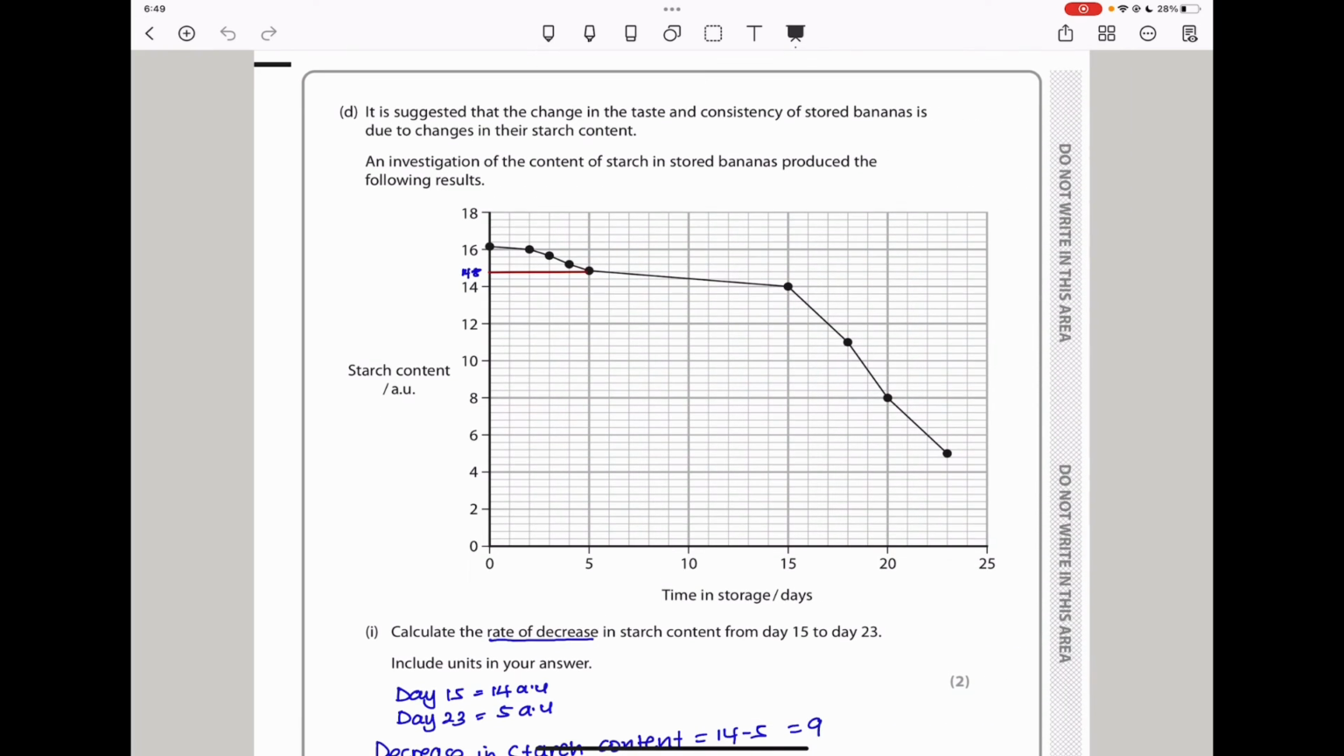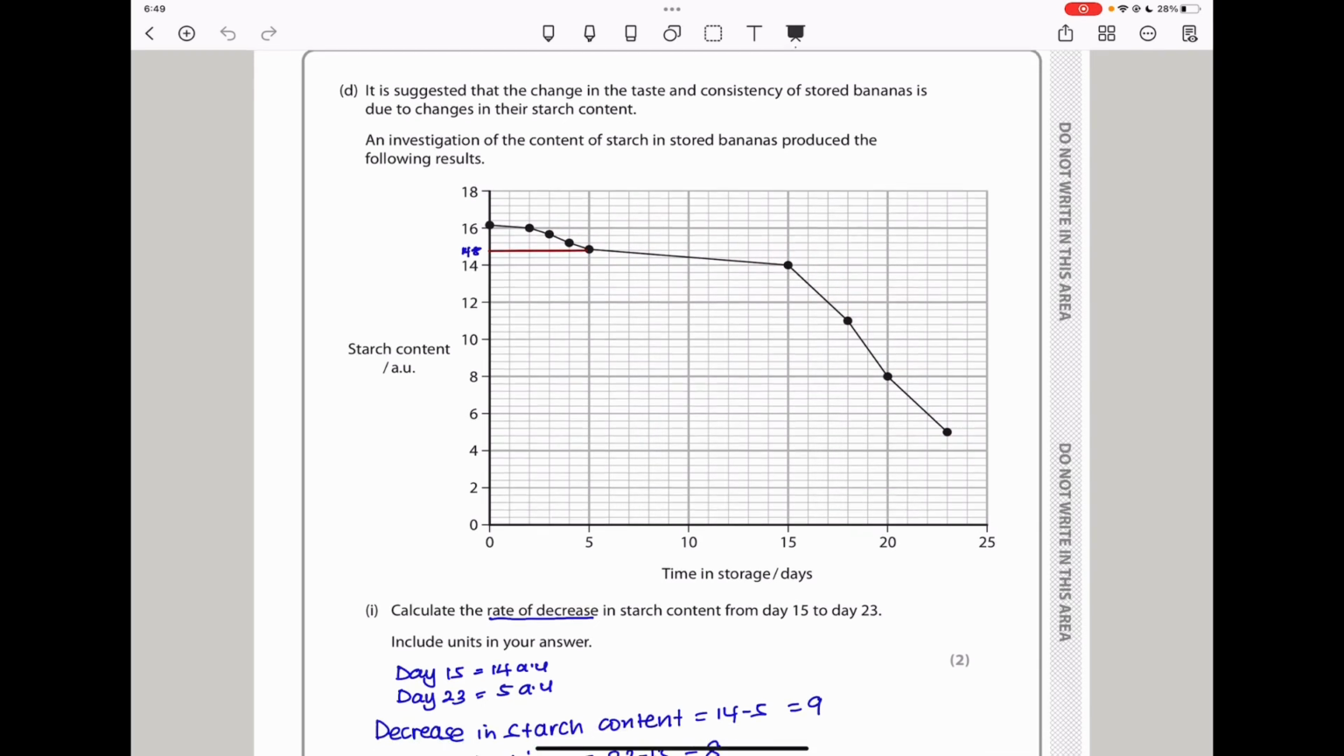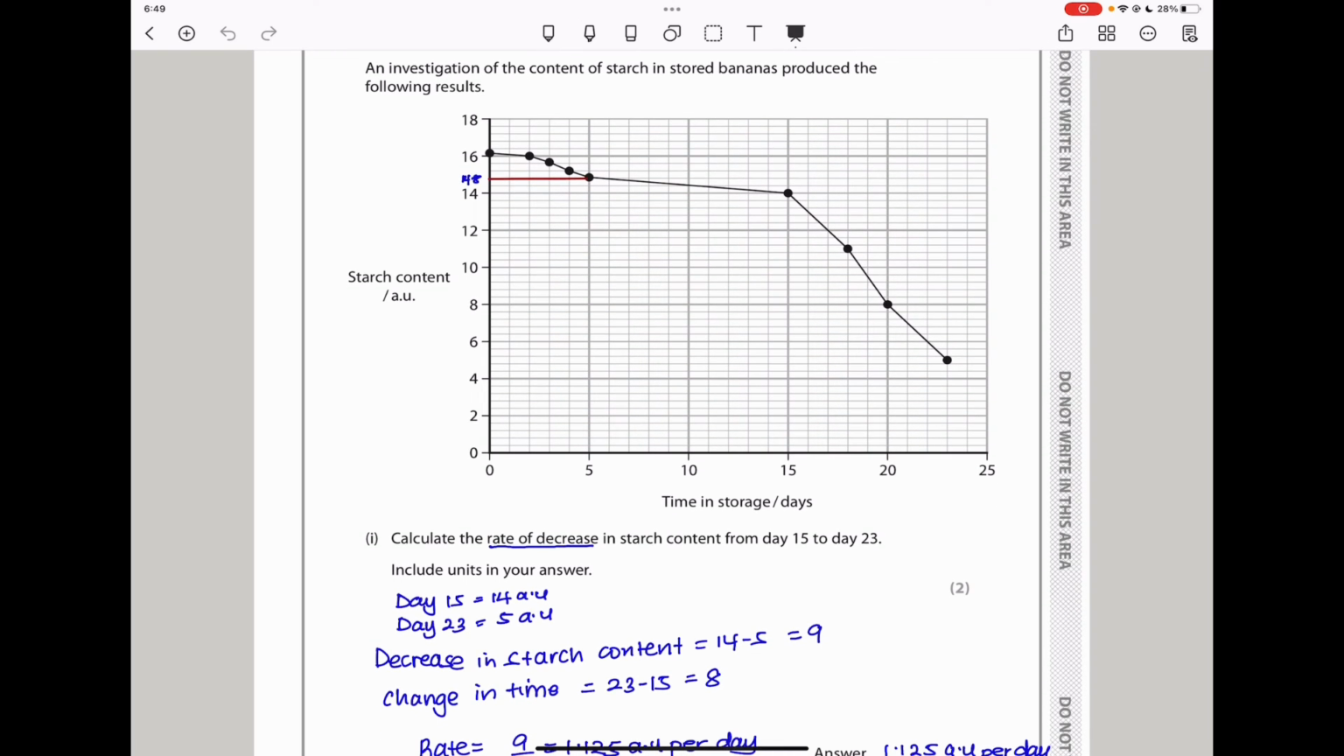Next here they say it is suggested that the change in the taste and consistency of stored bananas is due to changes in their starch content. An investigation of the content of starch in stored bananas produced the following results. So we can see as the storage time increases, of course the starch content is going to decrease, but the decrease is not uniform. At first we see a slow decrease, then a little bit slower, then it increases a little bit, then slow, and then it goes rapid. So it changes over time based on the time in storage.